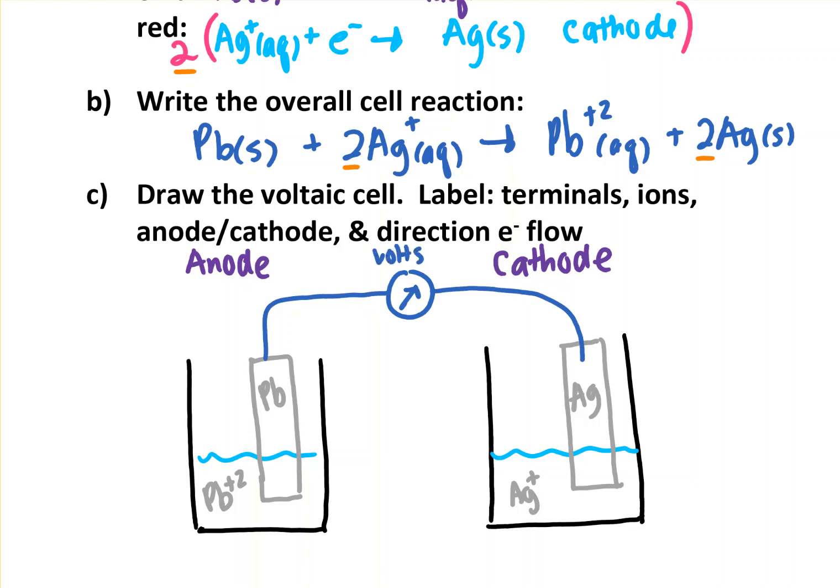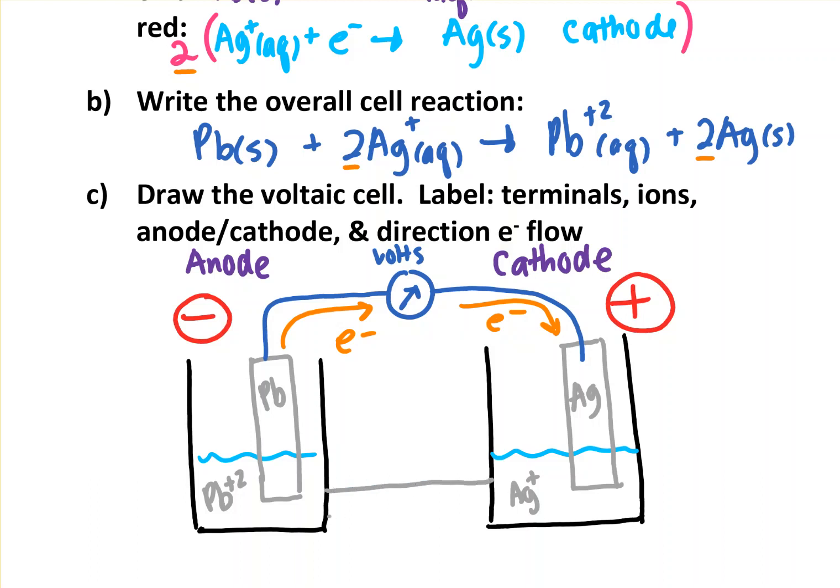We can have a voltmeter between the two. Electrons always travel from the anode to the cathode. And that makes sense if we look at our reaction. Lead is giving up electrons to become +2. It wants us to label the terminals. Let's put the charges, or we label the anode with a negative and the cathode with a positive. I need to show my salt bridge.